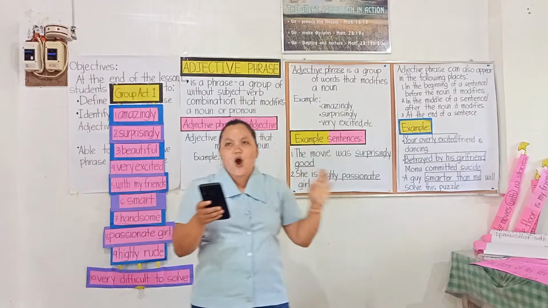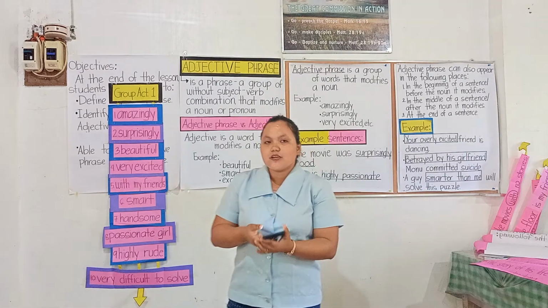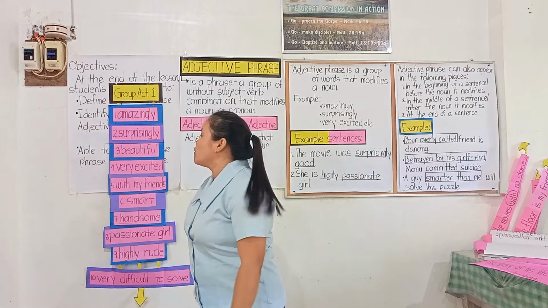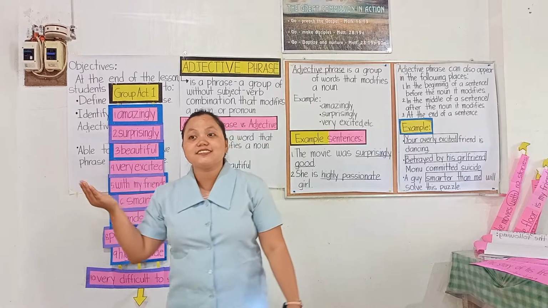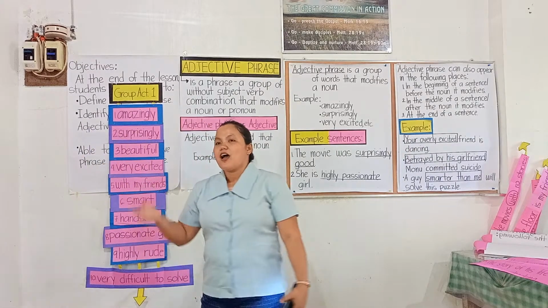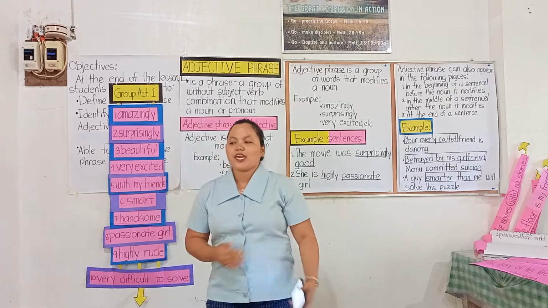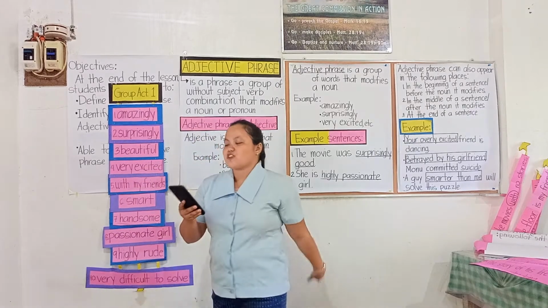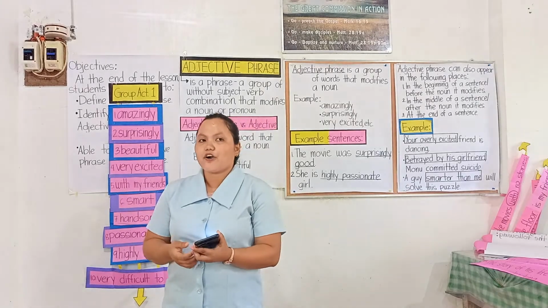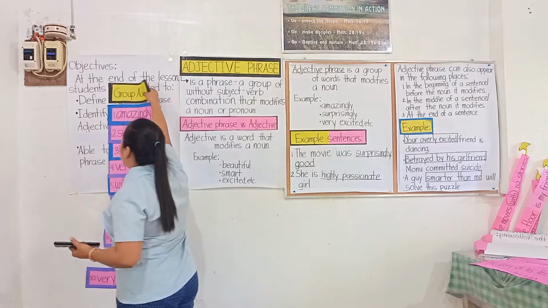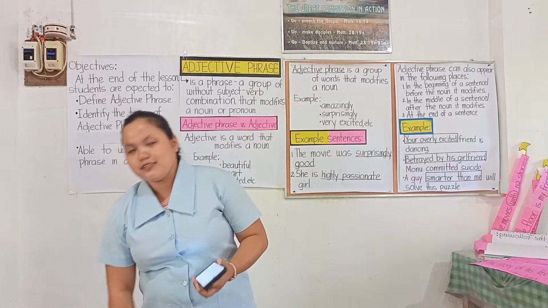Okay, so by the way, class, how did you know? What did you observe about the activity? Yes, Gastanes? A phrase? But how did you know that it was a phrase? And why? Okay. To check if your answers are correct, let's go to our proper discussion. But before that, let's read first the objectives for today's lesson.